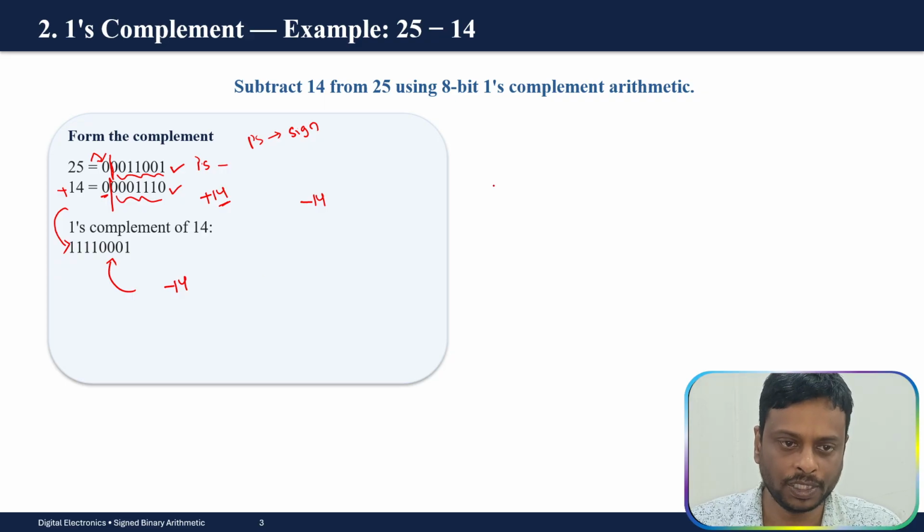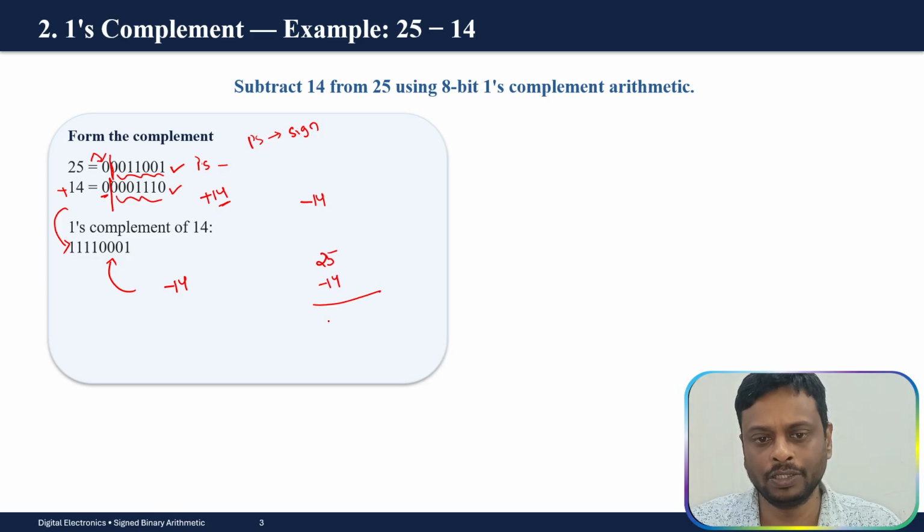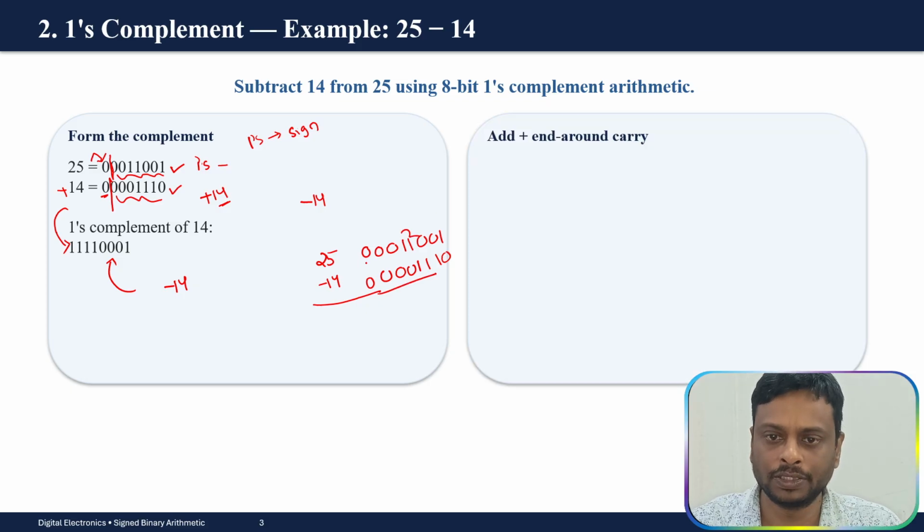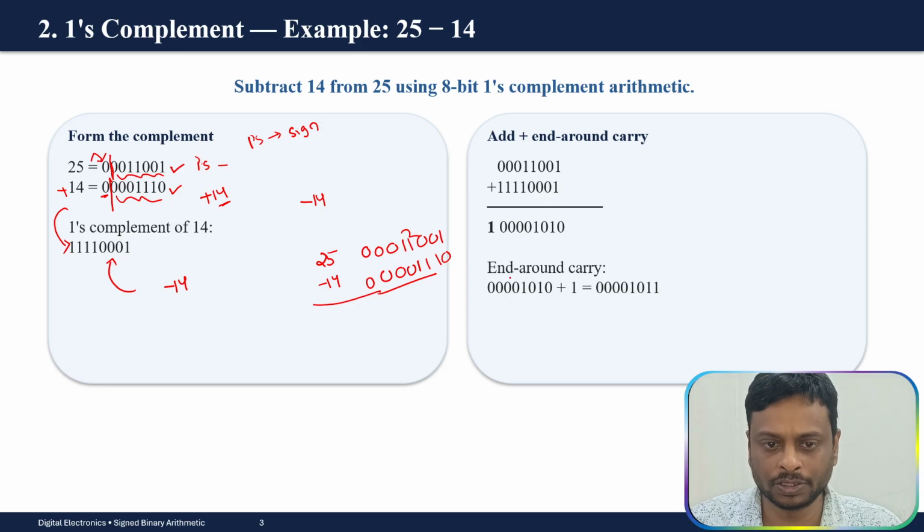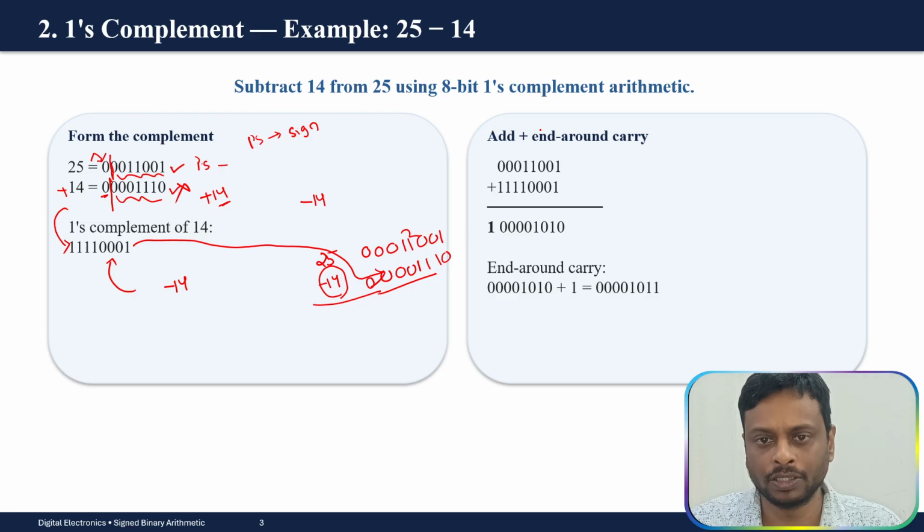Then we have 25 and we have minus 14, and you have to add these two. 25 is 00011001. Sorry, this is the minus 14: the 1's complement of plus 14. This number will be added, not the plus 14. So we have 25 and this is minus 14.